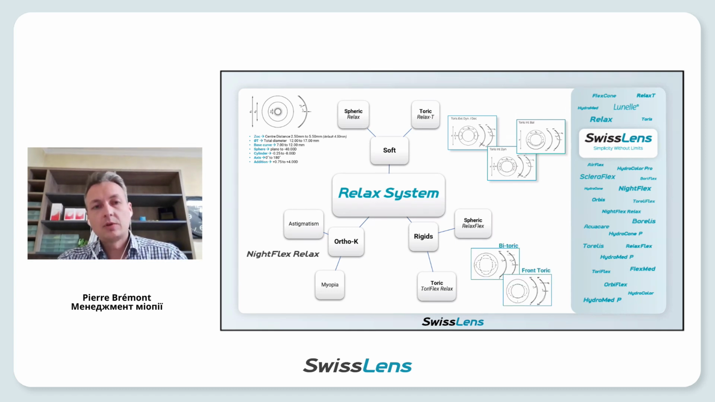You can also correct during the day, daily, with rigid contact lenses. There are 2 options: the spherical one, Relax Flex, or the toric, Toriflex, with the Relax design. It's available in front toric only or bi-toric, so back toric and front toric with the Relax options. And these lenses, like the soft ones, have all the parameter options available.